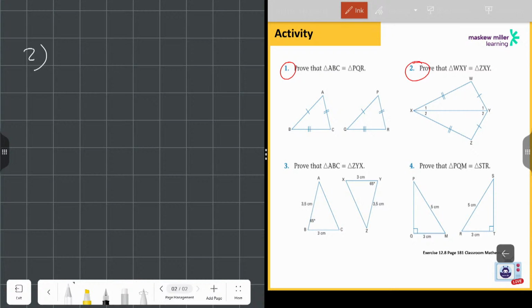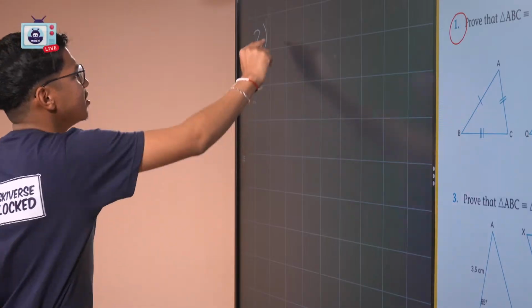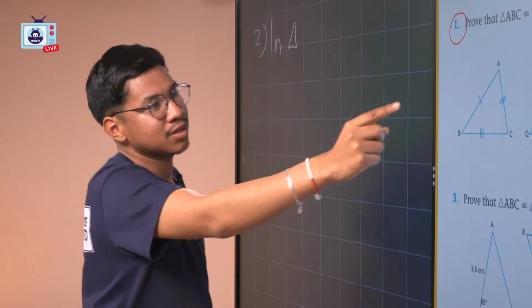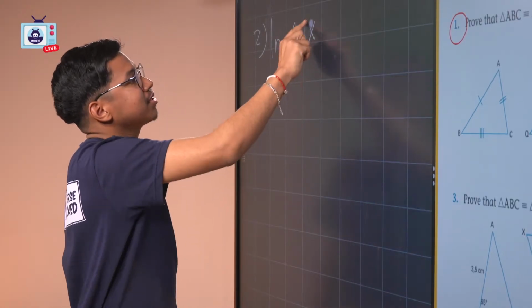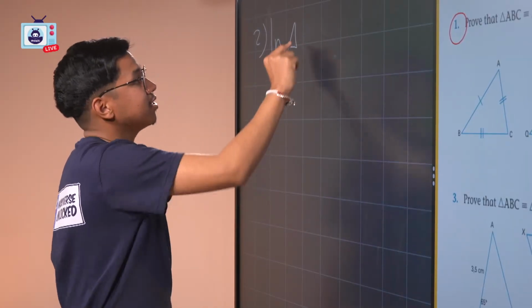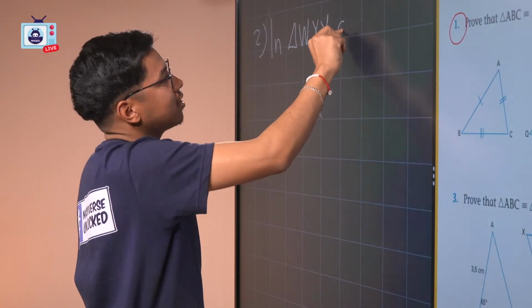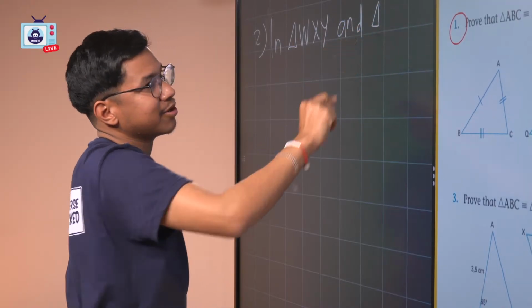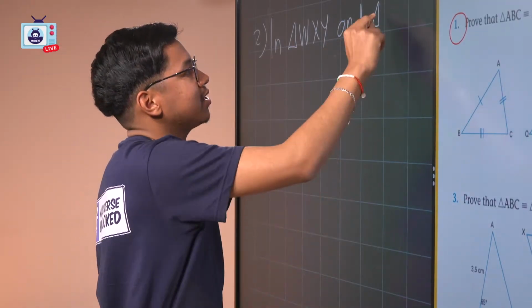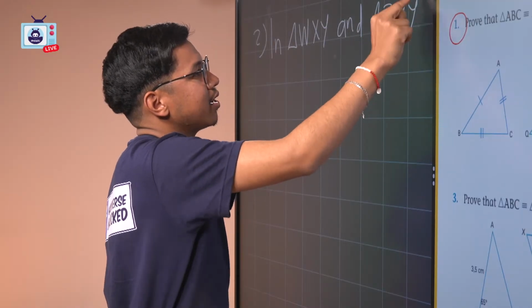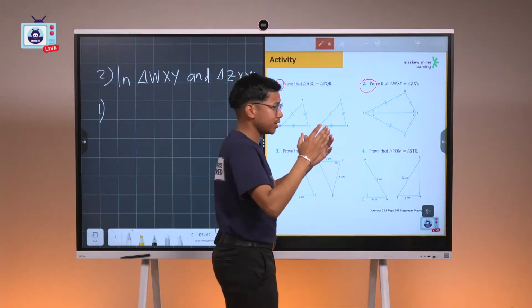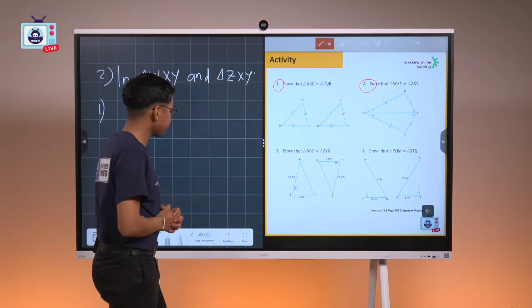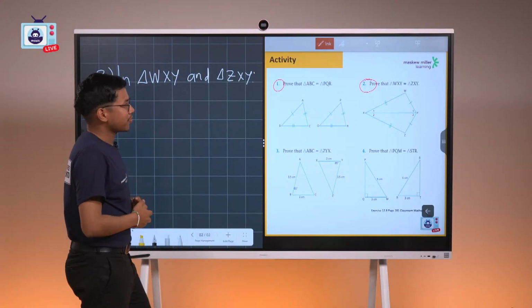Let's see. What did I say? How do we start off? We start off by naming our triangles. Which triangles are we actually working in? So I will say in triangle WXY and triangle ZXY. Let's see what we notice. Let's see what is the same in these 2 triangles.